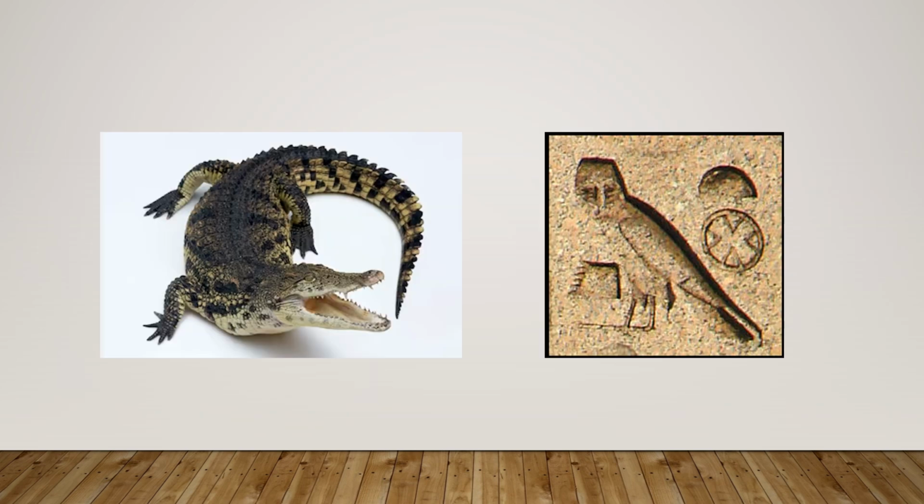So we see the owl, we see the loaf of bread, and we see the symbol for nome. And in front of that is what is identified as a crocodile skin. The transliteration of the crocodile skin is KM, the owl is M, and the loaf of bread is T. So from this, we get the name Kemet. So we know that the nome we're talking about is Kemet.